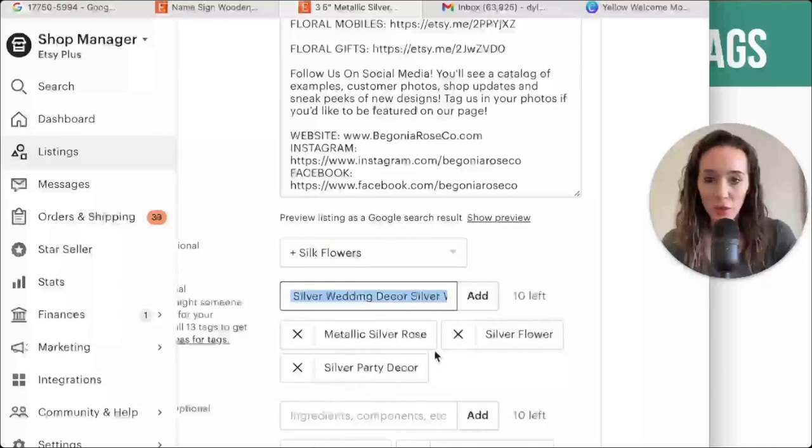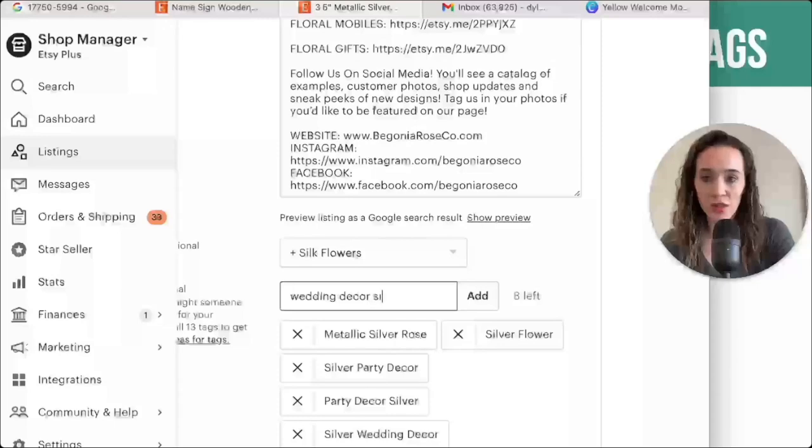because I have party decor silver, I want party decor silver. And then wedding decor silver. Don't worry about capitals, just go quickly. Decor silver wedding. We're mixing up all the combinations. Wedding bouquet. How about silver bouquet and then bouquet silver. Metallic party decor. That would be an important one. Metallic silver decor. Good. Silver decor would be important.